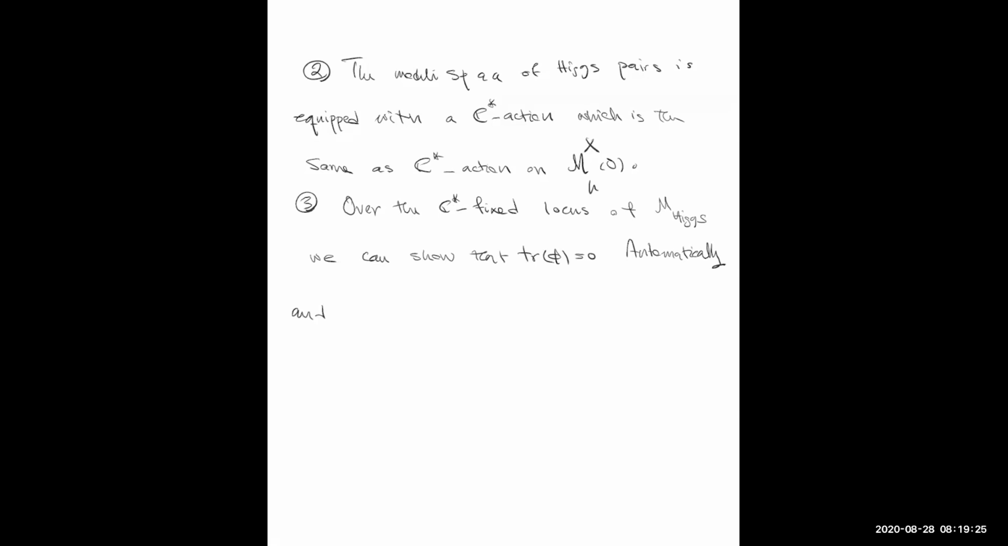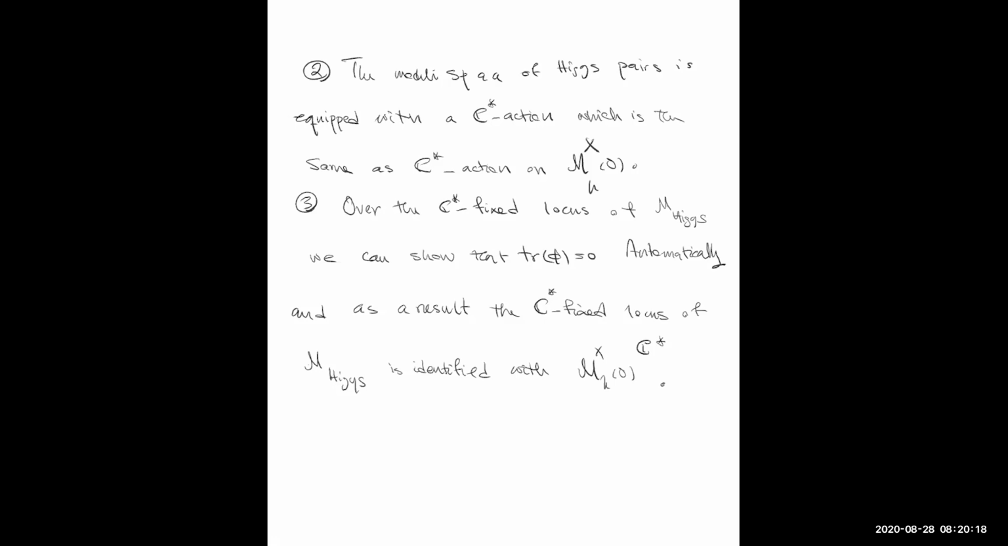And as a result, the C star fixed locus of M Higgs is identified with M^X_{h,nu} C star. So the locus they are interested in is not just all the Higgs pairs, which are some map from G to G tensored with the canonical bundle, but the part where the trace of the Higgs map vanishes. And this actually becomes automatically satisfied over the C star fixed locus.